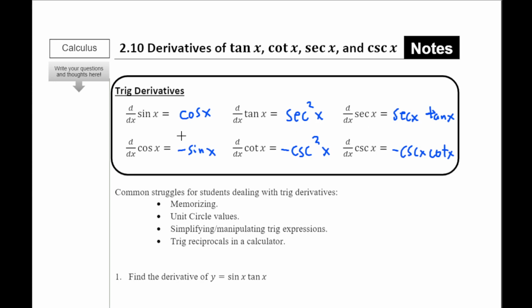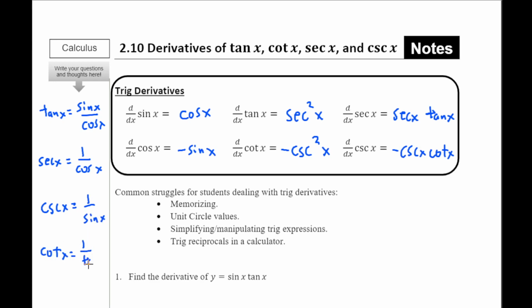So you might be like, oh, what is all this? If you recall from trig, a lot of these identities, even if you just know these two here, you can use the product or quotient rule to help you figure these out. So tan x, for example, is equivalent to, not the derivative, just tan x is equivalent to sine x over cosine x. Secant x is the same as 1 over cosine x. Cosecant x is equal to 1 over sine x. And cotangent x is equal to 1 over tangent x.